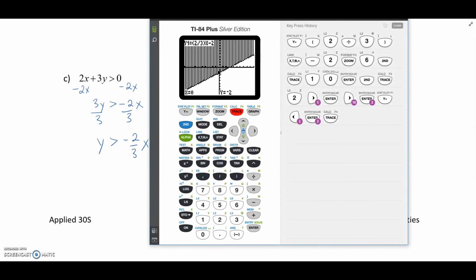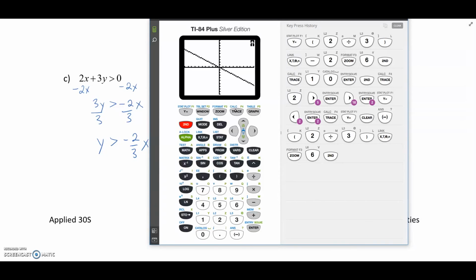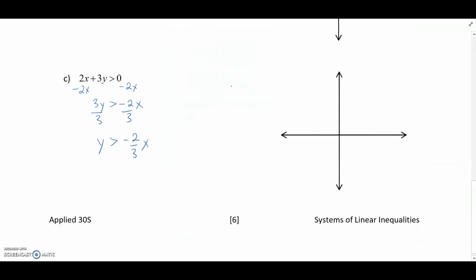So pull up my graphing calculator. I'm going to clear this out and write negative 2/3 x. Zoom 6. There I've got my line. And it looks like it's going through the origin, which makes sense. Let's double check. Value 0, enter, and that's at 0, 0. So x-intercept, y-intercept. Very nice.